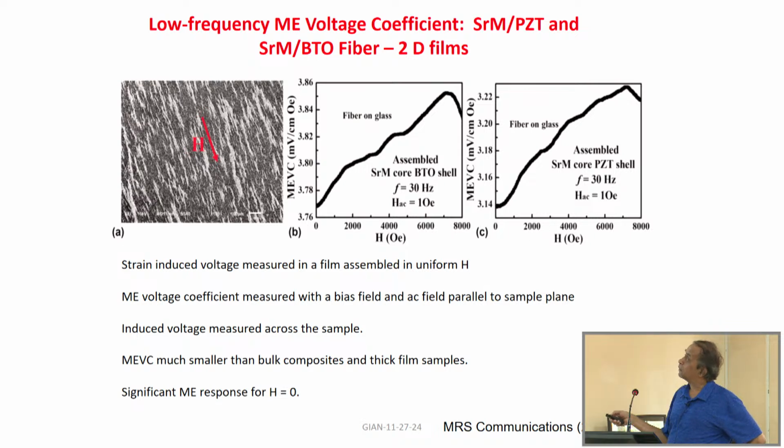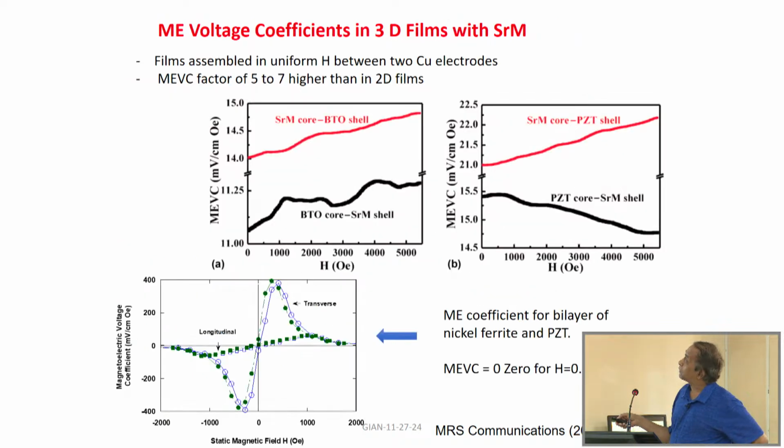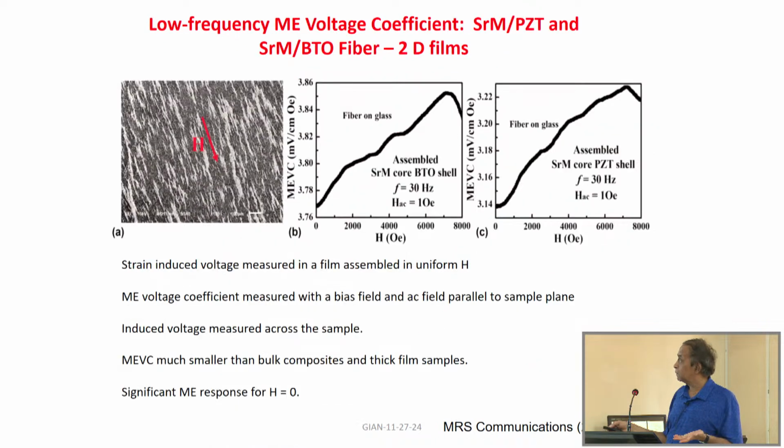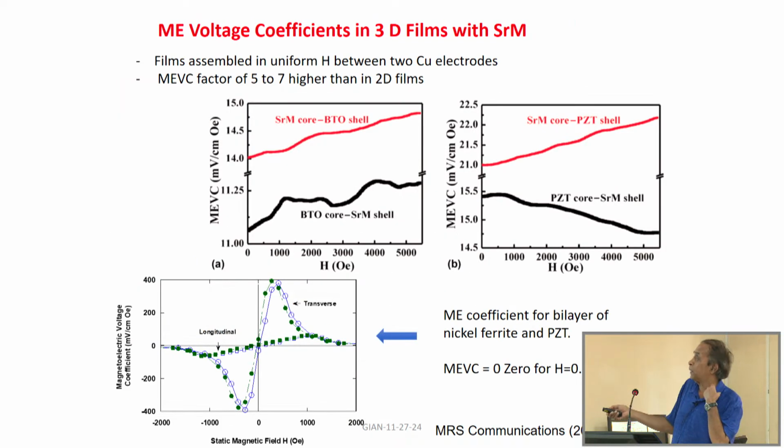And here the values are rather low, it is 3 to 4 millivolts per centimeter Oersted, and these are 2D films. And when I go to 3-dimensional films, these were assembled between two copper plates, and once again the fibers are placed between the two plates, and you apply a magnetic field to orient them along the field direction. And in this case, the numbers you see here are much better than the previous one. It's here 3, whereas here it is 5 times higher.